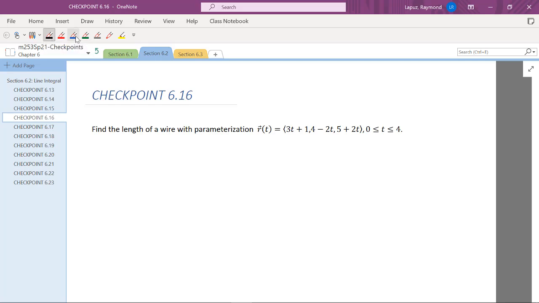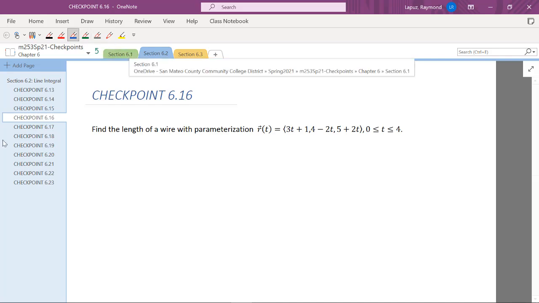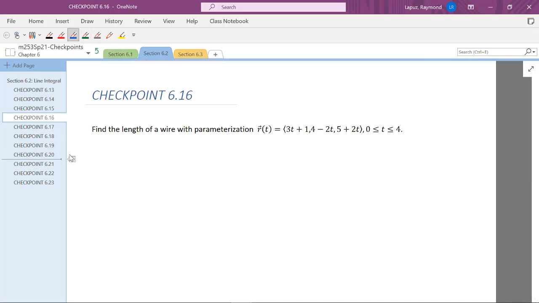Now, just by inspection, this looks like a line segment for t values going from 0 to 4. And to find the length of a line in space, we just simply find those points by plugging in t equals 0 and t equals 4 and finding the distance between 2 points. But I think we're going to do it a slightly different way.